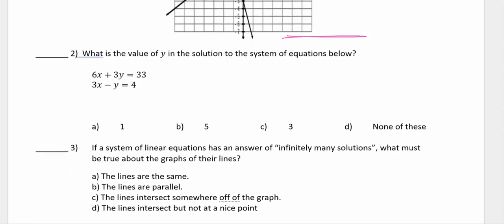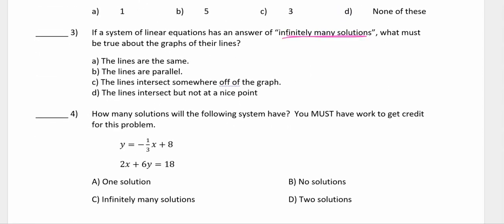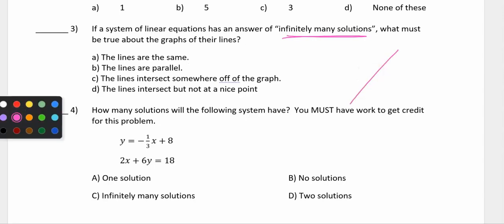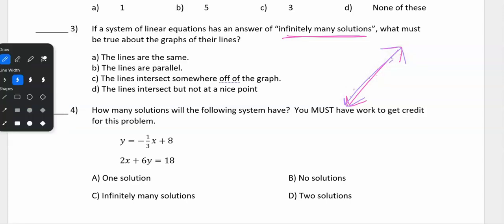Okay, you guys, if there's infinite answers, that means it's unlimited answers. So your lines, they cross at every single point. So when you graph one of them, there it is. When you graph the other one, it's right on top of the other one. They cross at every single point there. Okay, so these lines are the same line.